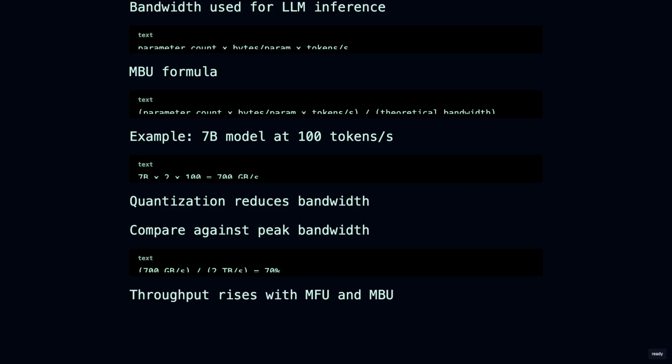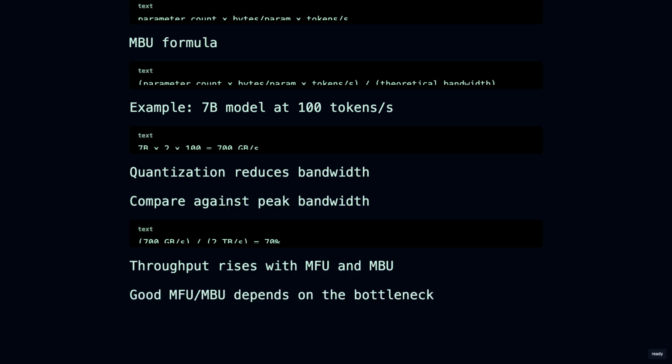Because throughput is linearly related to both MFU and MBU, people sometimes use throughput as a rough proxy for utilization, but the underlying bottleneck still matters. Compute-bound workloads tend to show high MFU, while bandwidth-bound workloads tend to show high MBU. The right target depends on which resource is limiting performance.